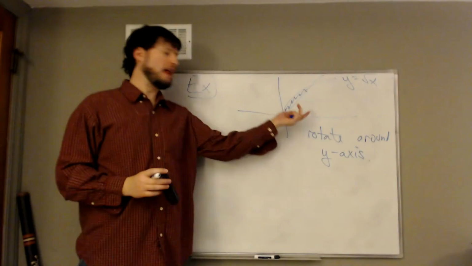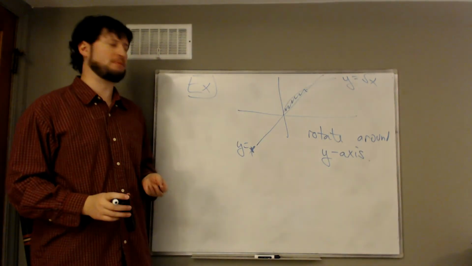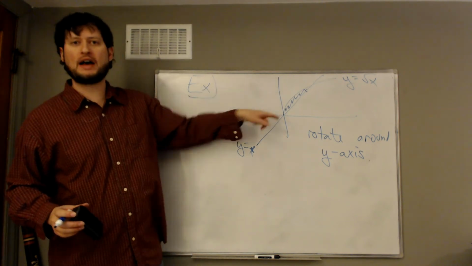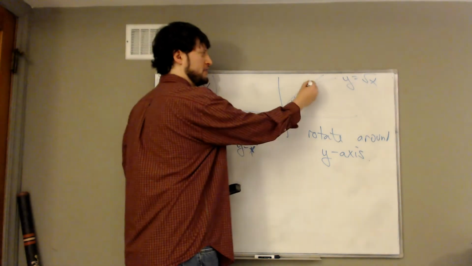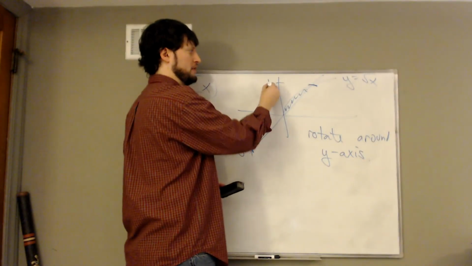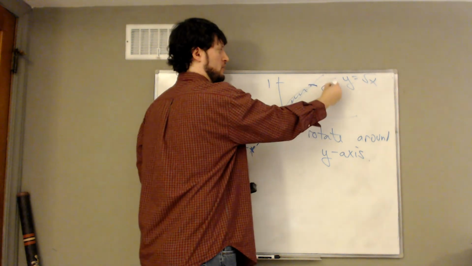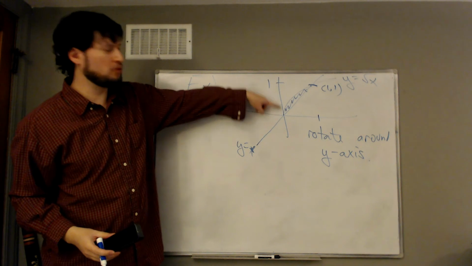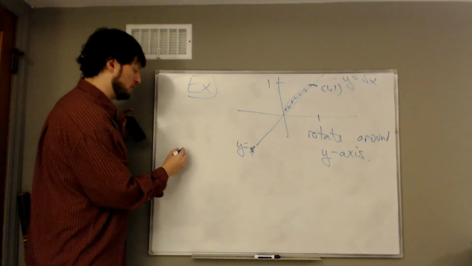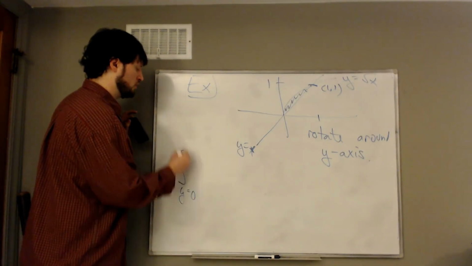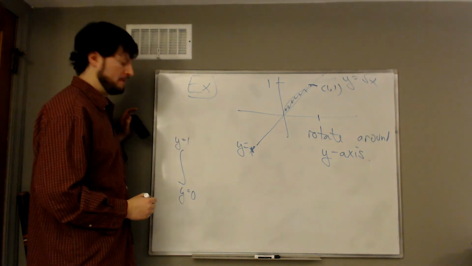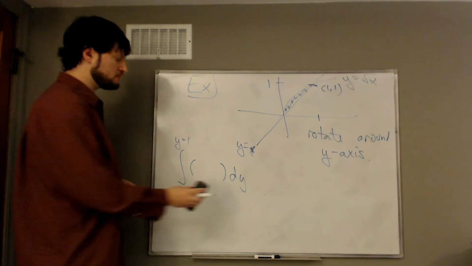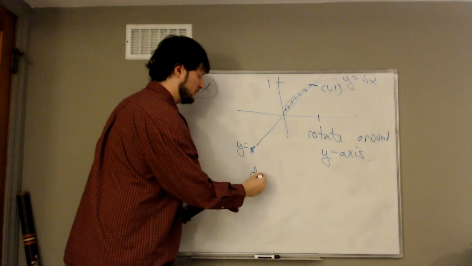Well, from the last section, we saw what the first step ought to be. If I want to rotate it around the y-axis, I first need to figure out what y values we're using. This is still y equals 1 right here, because it's at the point (1, 1) where those two curves intersect. So we're going to be integrating from y equals 0 to y equals 1, dy. So y is our variable.